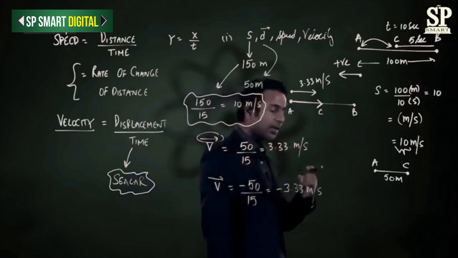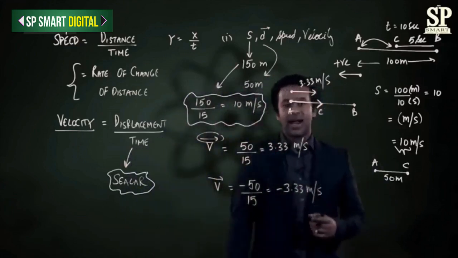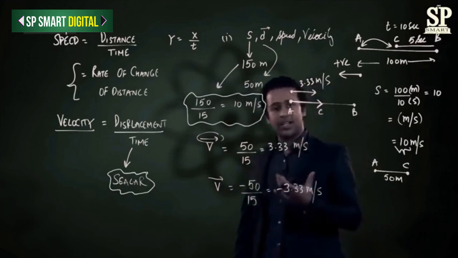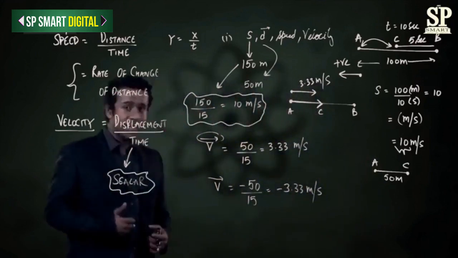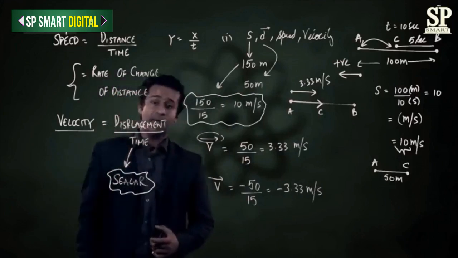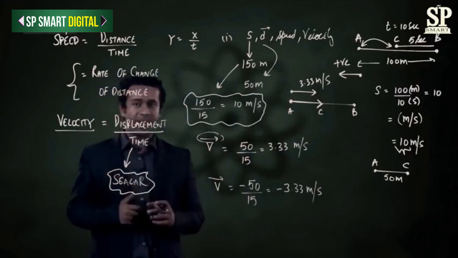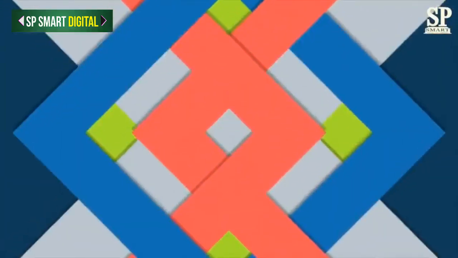So we understand that speed is a scalar and simply equal to distance by time, and velocity is a vector quantity given by displacement by time, and it points in the same direction as displacement.